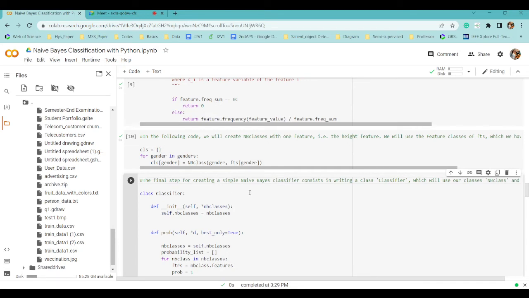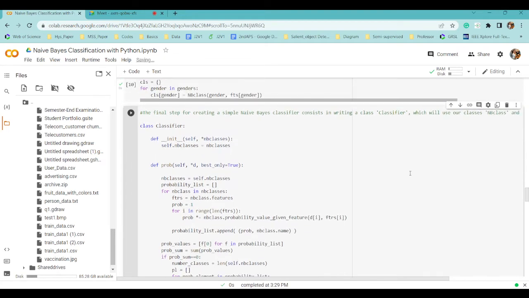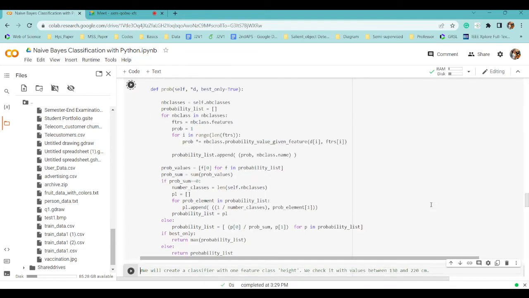Now the final step for creating a simple naive Bayes classifier is writing the classifier class. We have created one NB class, and we are creating another class, the classifier class. We are calling this NB class again because it is a variable which we are taking from above, and this D again is the feature values that are being considered. So we are calculating the probability for each class, for each height. What is the probability for the overall class? Okay. So in all this, these are the probability values that have been considered.